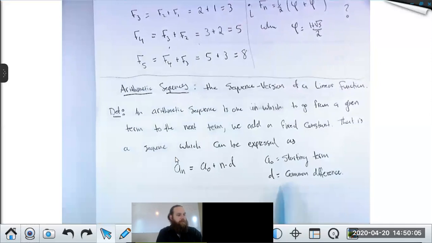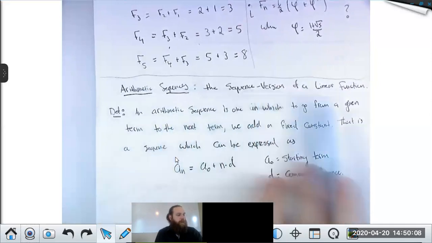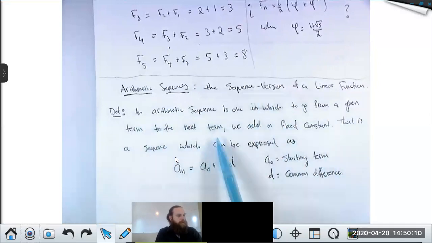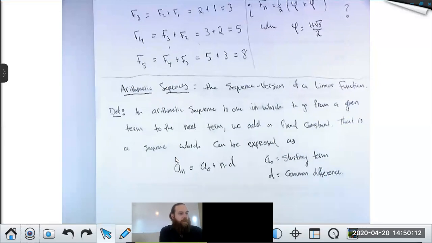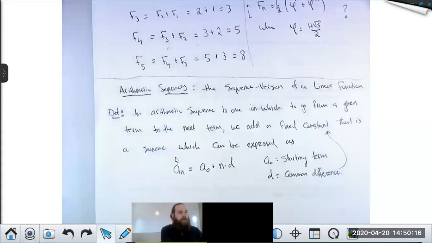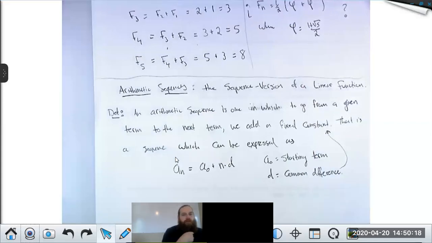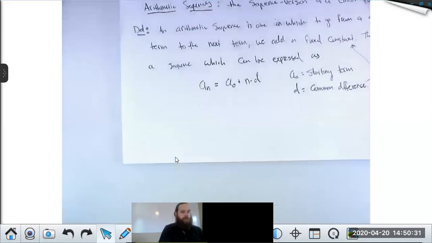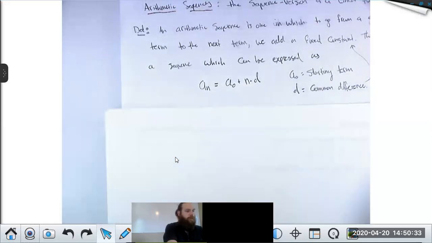D is the step size, right? So we say an arithmetic sequence is one where to go from a given term to the next, we add a fixed constant. D is that fixed constant. So if you were to subtract any two consecutive terms of an arithmetic sequence, you'll get the same number, D. And A0 is called the starting term because it's the term with which the sequence starts. That is fairly intuitively named.